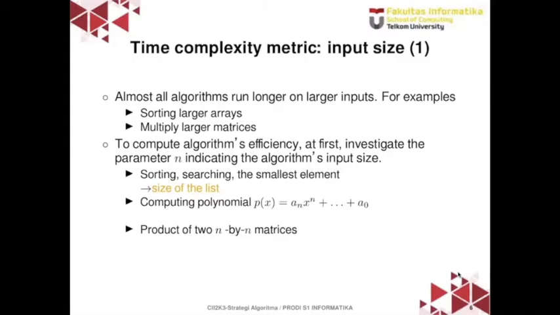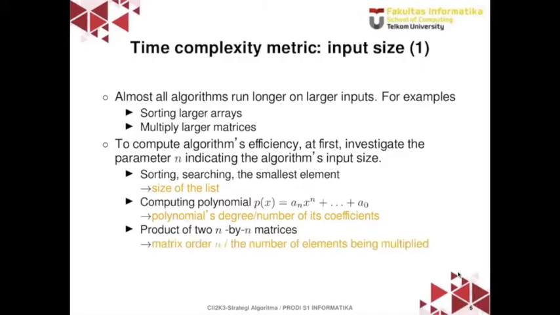For computing polynomials, here we need to do multiplications or additions as many as the highest order we have in the polynomial, or we can also see the number of coefficients we have here. So the input size is the polynomial's degree or the number of its coefficients. For the product of two n by n matrices, of course, we need to see the matrix order n or the number of elements being multiplied.